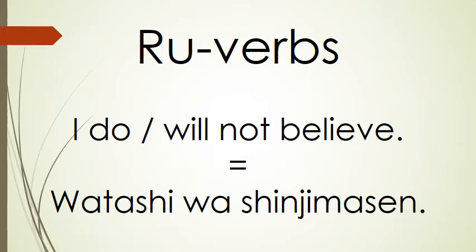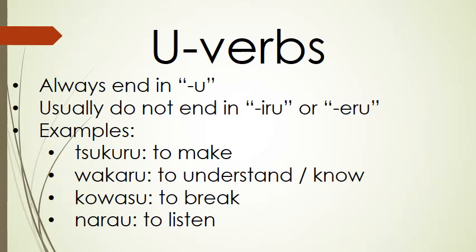So let's look at an example sentence. I do not or will not believe would be translated as watashi wa shinjimasen. Alright, now let's look at our second type of verb, u verbs. U verbs always end in u. They usually do not end in iru or eru, although there are some exceptions to this.